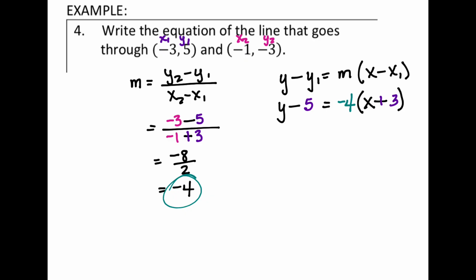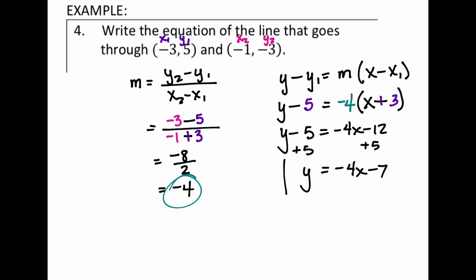So now we're going to distribute. We get y minus 5 equals negative 4x minus 12, and get y by itself. So y equals negative 4x minus 7. There is our equation. And if you remember the graph I had, negative 7 as the y-intercept, that means it's way down on the y-axis, and mine was way down, wasn't it?